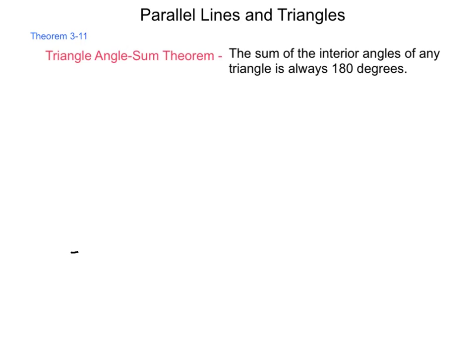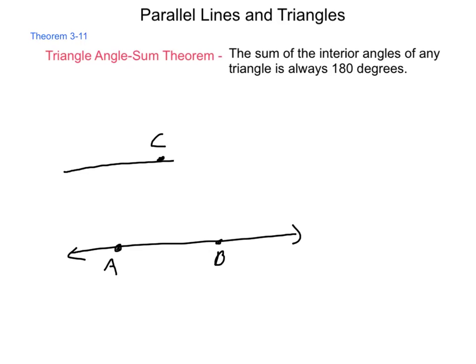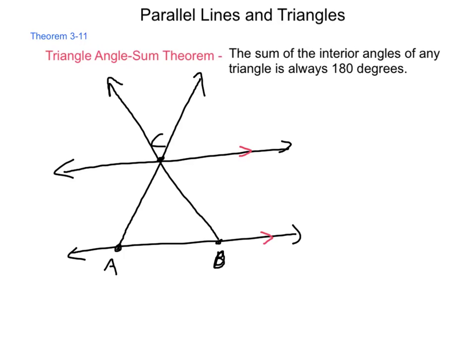So if I have a line here, and I drop a couple of points on it, I'm going to call them A and B. Then I have a point out here, I'm going to call it C. I'm going to draw a line through C and label it as being parallel to line AB. So now I'm going to create a triangle here by extending a few rays. I'll have ray AC and ray BC, creating triangle ABC here in the middle.